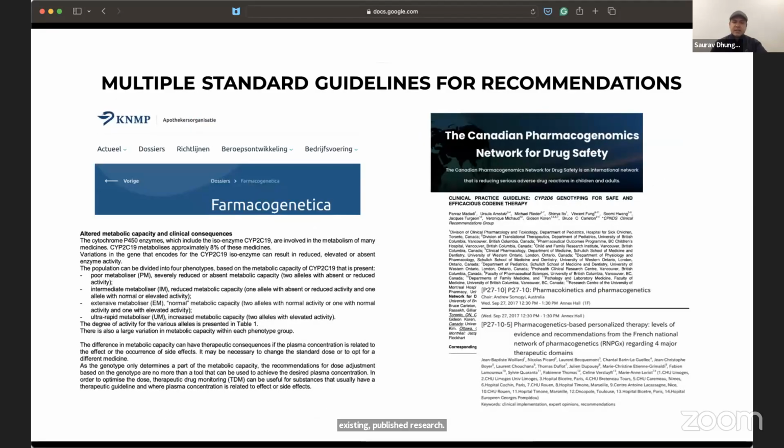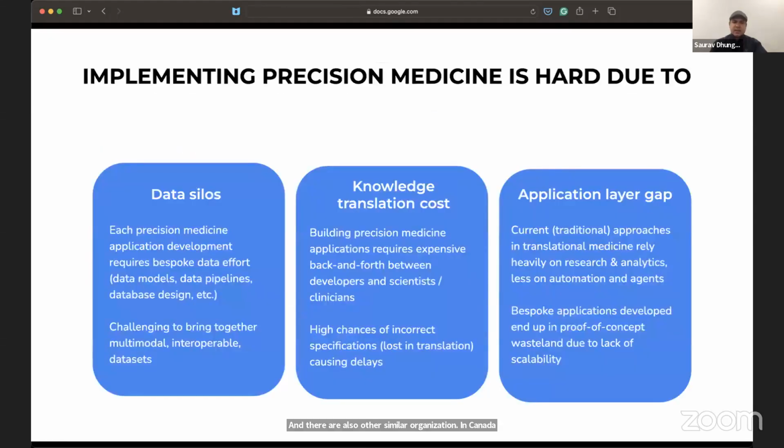And outside of the US, other similar organizations, such as the Dutch Pharmacogenomics Working Group, are very active. And there are also other similar organizations in Canada and France that are also shown here. So despite all the rapid advances in genomic sequencing and decreasing costs, translating the pharmacogenomics knowledge in these guidelines into clinical practice has been challenging.